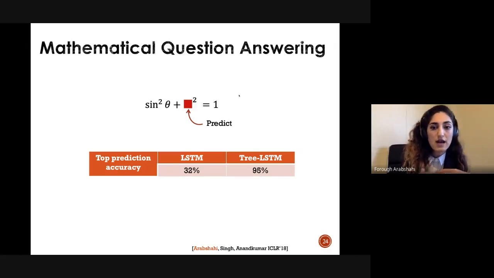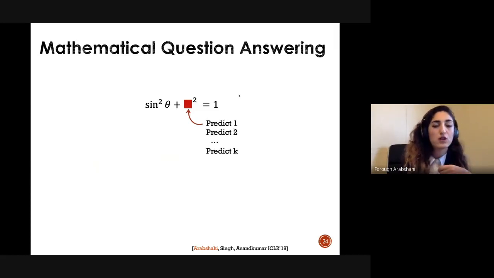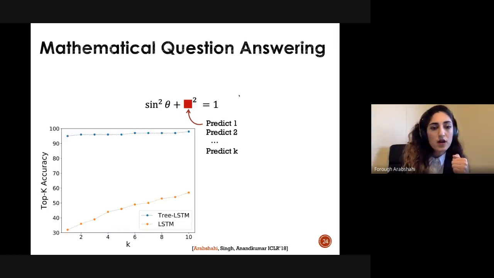But this is a very hard task. So let's make it a little easier and see if we can help the chain-structured model. We are going to look at the top K predictions of the model. And as long as the correct prediction is among these top K, we are going to count that as a success. So here, I show the accuracy of the model as I increase K from 1 to 10. So 1 is just the value of the table that I just showed. And even though this accuracy increases for the chain-structured model, there's still this large gap that is achieved only by accounting for hierarchical structures in the data.